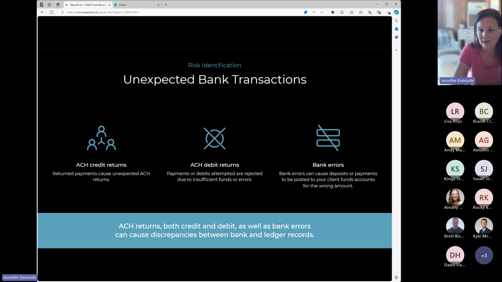Think about checks that clear for the wrong amount. It happens all the time, and we want to be sure that those bank errors are corrected in a timely manner.